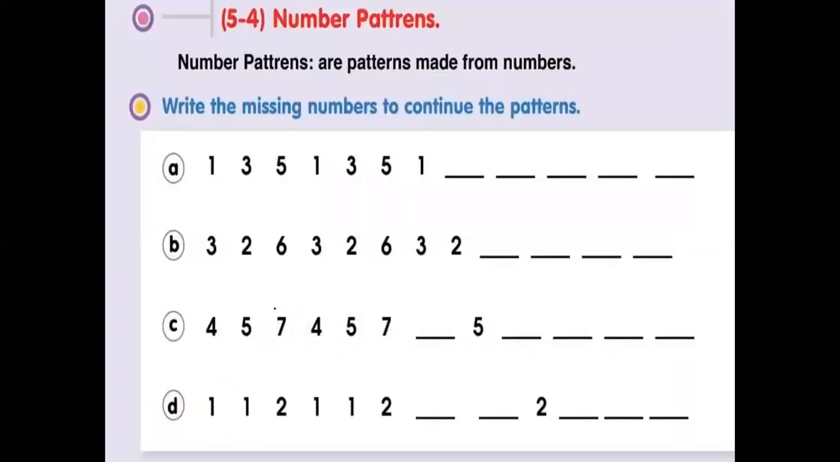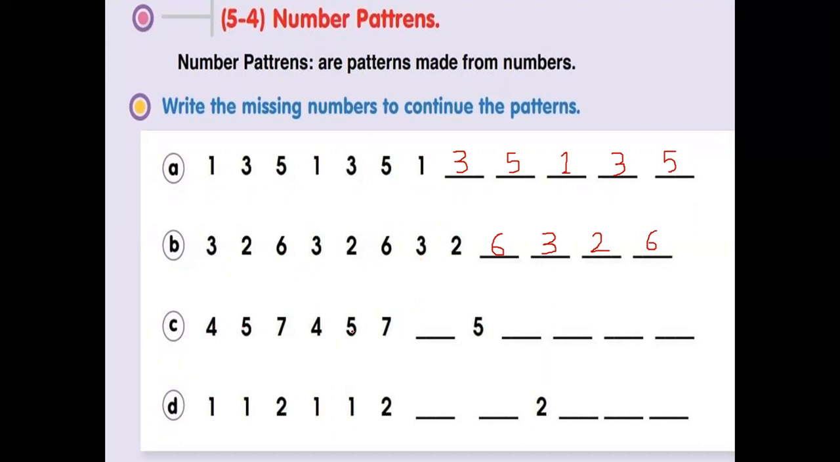Okay, now we're going to move to the number patterns. Number patterns are patterns made from numbers. Okay, so A, write the missing numbers to continue the pattern. 1, 3, 5. Excellent. Well done. Okay, number B. 3, 2, 6. Yes. Excellent.